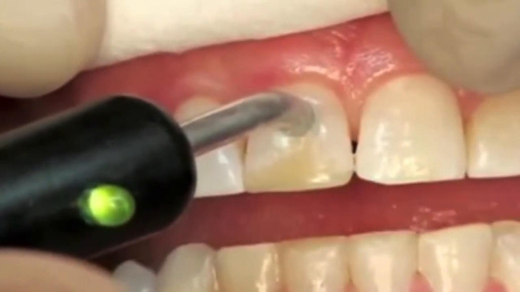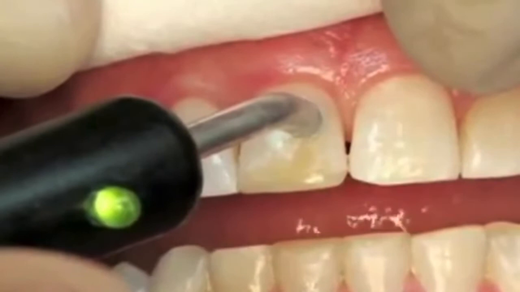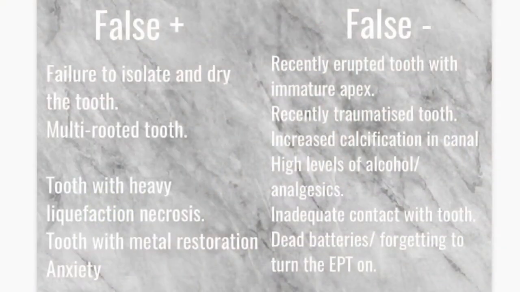EPT, as with the cold test, both have false positive and false negative results. An example of a false negative would be seen in a recently traumatized tooth or in situations where there is excessive calcification of canals. An example of a false positive would be when the tooth has not been dried properly prior to testing, or if you touch the gingiva instead of the tooth. The EPT is contraindicated in patients with cardiac pacemakers. This is one of the ADC MCQs.